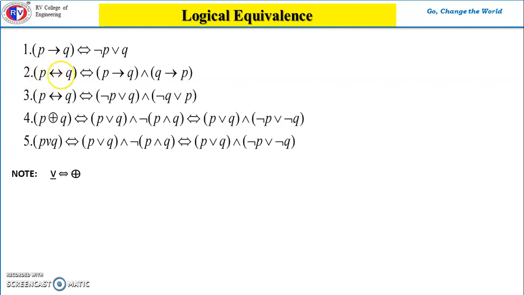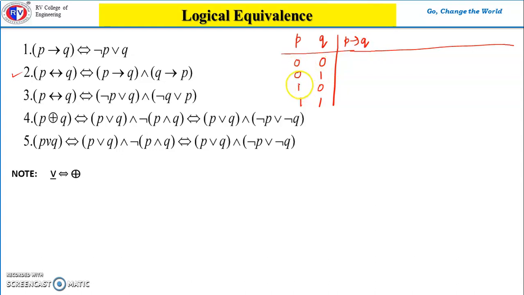Similarly, if I say P biconditional Q is logically equivalent to P implies Q and Q implies P. So let's verify this. If I have two propositions P and Q, so the input will be 0 0, 0 1, 1 0, and 1 1. Okay, and then the second one we are doing, P implies Q. So P implies Q means except 1 0, for all other input it will be 1. So 1 1 0 1.